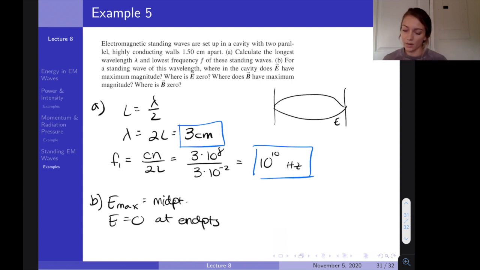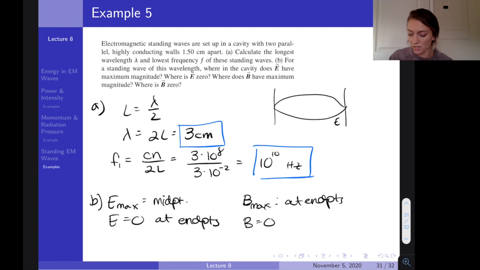And then where does B have a maximum magnitude? Well, we know that the antinodes and nodes for the electric and magnetic field are switched. So B is going to have its maximum magnitude, its antinode, at the endpoints, right, opposite the electric field. So B max is going to be at the endpoints, and B is equal to 0 will be midway.